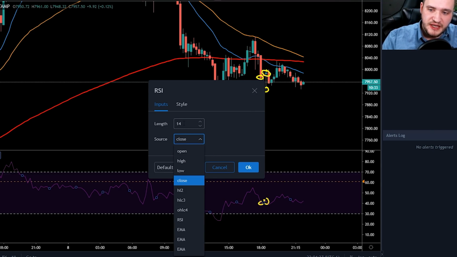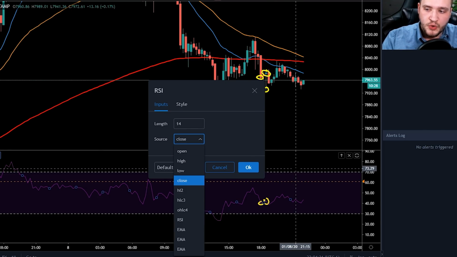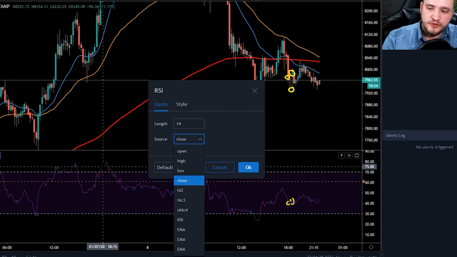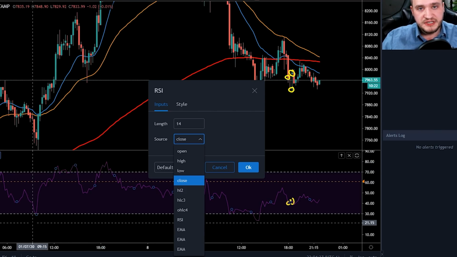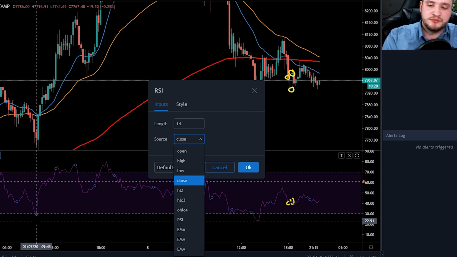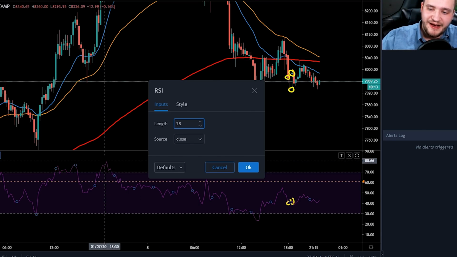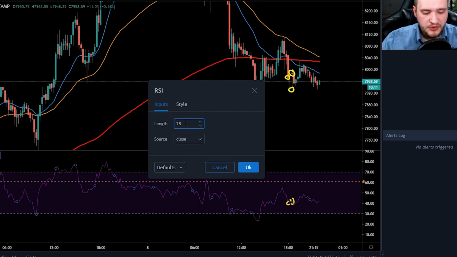We're going to use the 14 length. Let's talk about the 14 length real quick. The 14 length changes up your readings. So in other words, when you get into overbought or oversold, those are typically indicators that you should buy or sell. Well, when you increase your length, I want you to watch the RSI over here and how it squishes down when I double the length of the RSI.